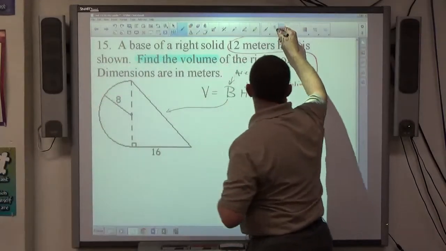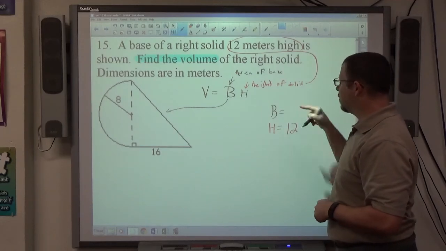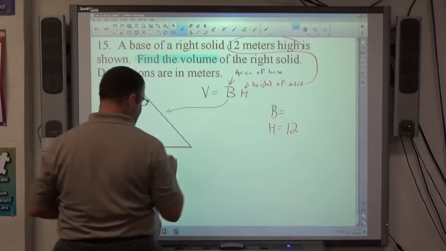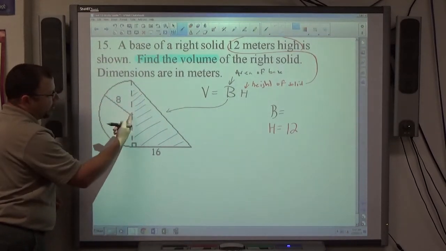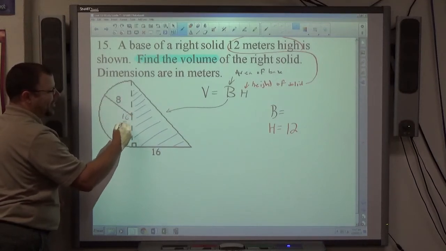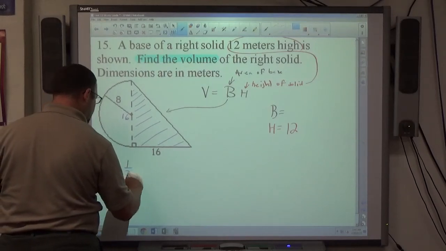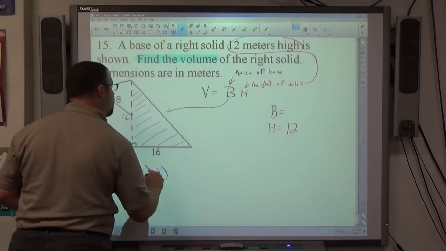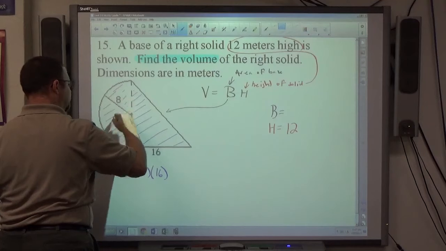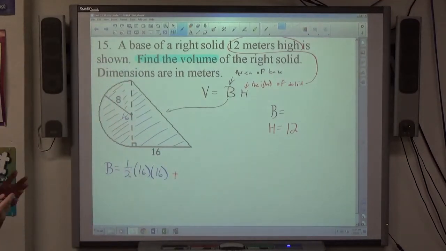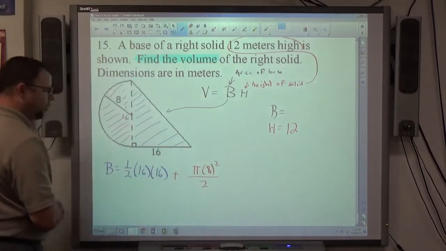So basically what I have to do to get this problem done, B equals something, H equals 12. I have to figure out what B equals. Looking at the base, I've got a triangle. Again, the height of the triangle, since the radius is 8, 8 up and 8 down make a total of 16. The triangle dimensions are 16 and 16, so the area of the base is going to equal the area of the triangle. And I'm going to add to that the area of the semicircle. Semicircle is going to be pi r squared, but it's only half a circle, so divided by 2.